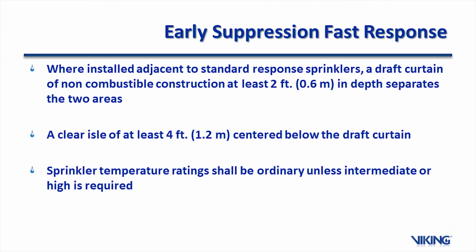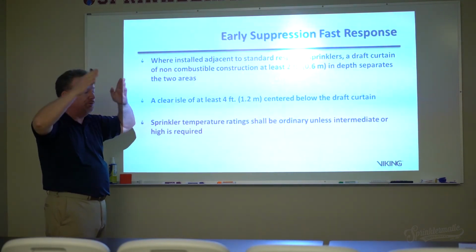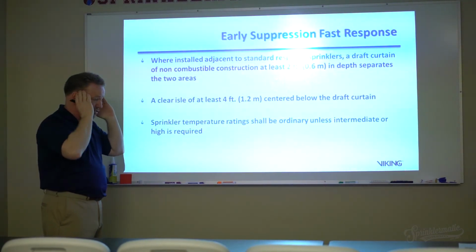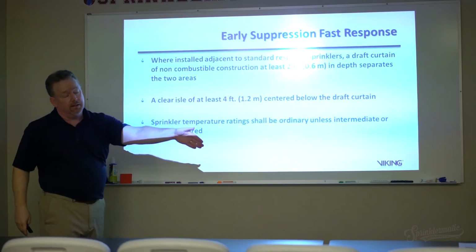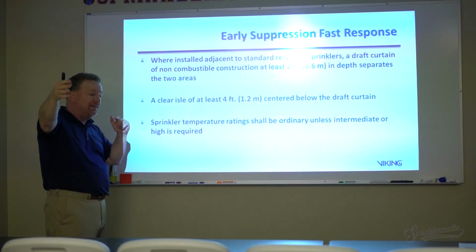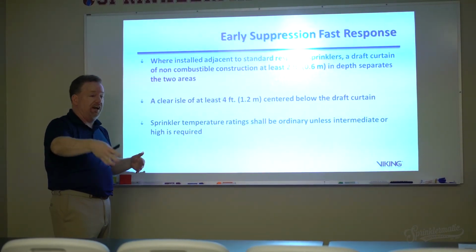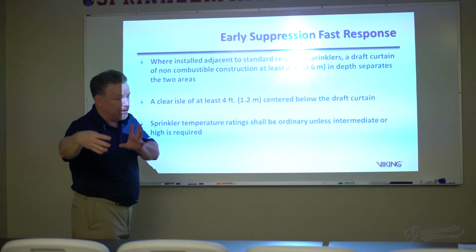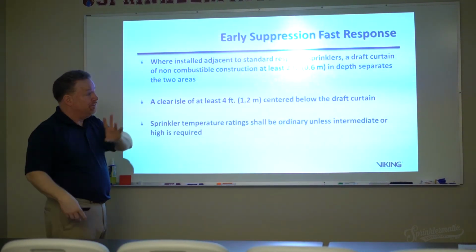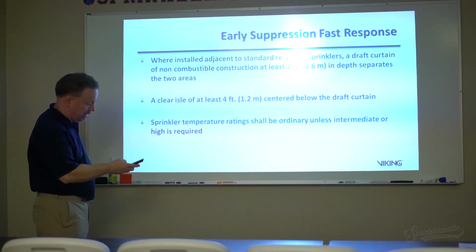Sprinkler temperature ratings need to be ordinary unless intermediate or high temperature is required. So the whole idea here is that you collect the heat on one side or the other. By using a 4-foot aisle and a draft curtain down the middle, we're trying to prevent the heat from one side operating the sprinklers on the other. What you don't want is a fire on one side, where we're using non-ESFR sprinklers, operating ESFR sprinklers on the other side. So that's really crucial at that particular point.